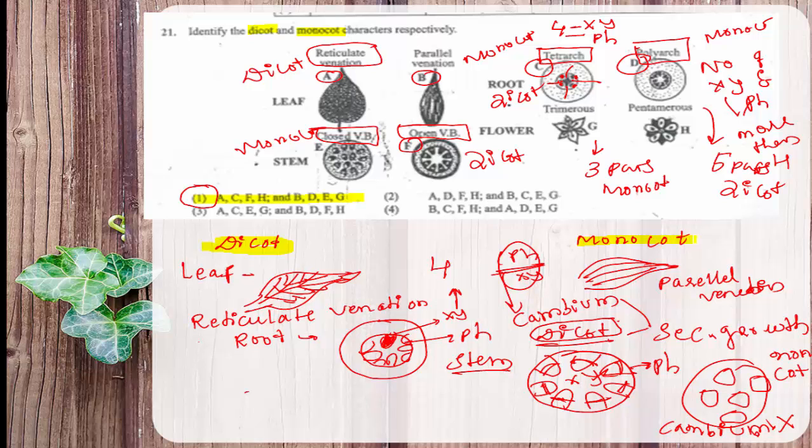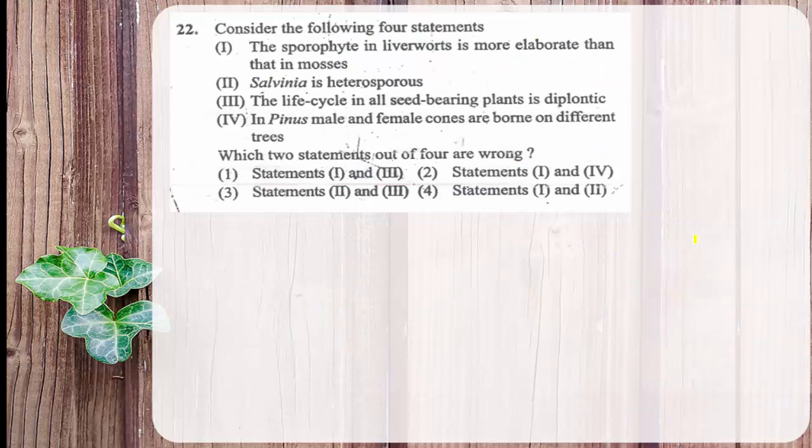So moving to the next question. Consider the following 4 statements. The sporophyte in liverworts is more elaborate than in mosses. Salvinia is heterosporous. The life cycle in all seed bearing plants is diplontic. In Pinus, male and female cones are born on different trees. Which 2 statements out of the 4 are wrong?